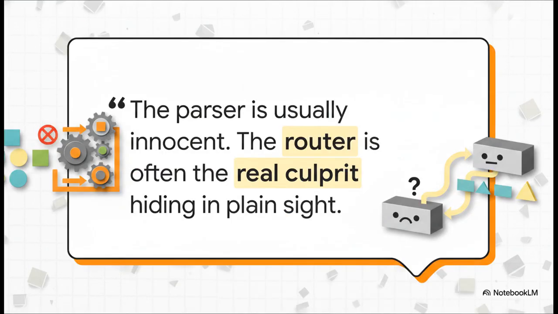But here's the big plot twist for today's explainer. As this quote hits right on the head, the parser is usually completely innocent. Honestly, most of the time, the parser itself is perfectly fine. It's doing exactly what it was meticulously engineered to do. The real problem? The entirely wrong parser got called to do the job. The actual culprit is usually hiding upstream in a silent, invisible layer called the router.